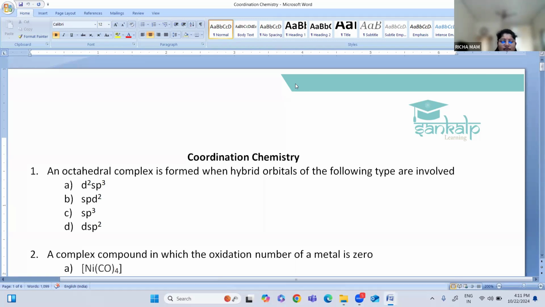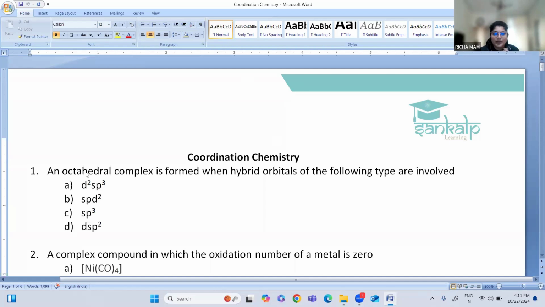Already we have studied this coordination chemistry. Today we will start with the MCQs. We'll see some important questions based on this particular chapter, coordination chemistry. So this is the first question. Let us start with the first question.